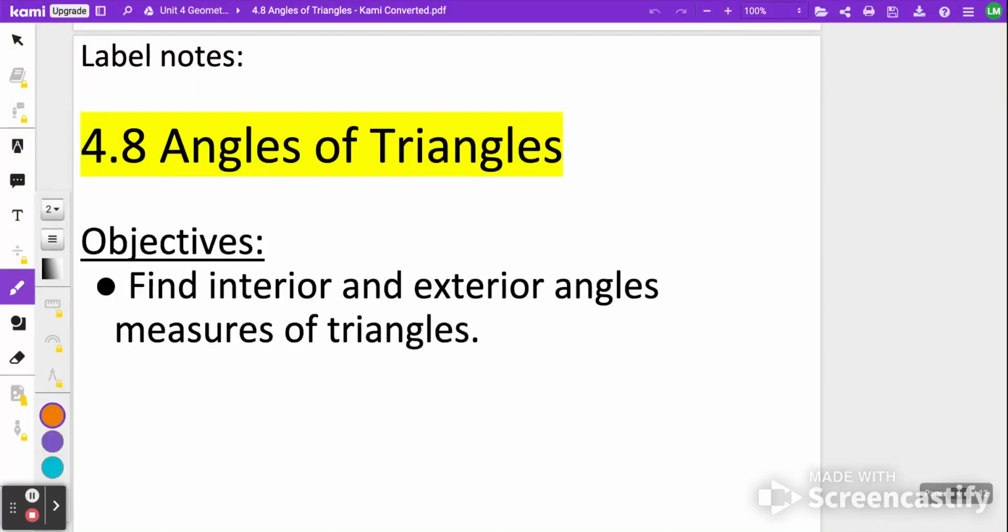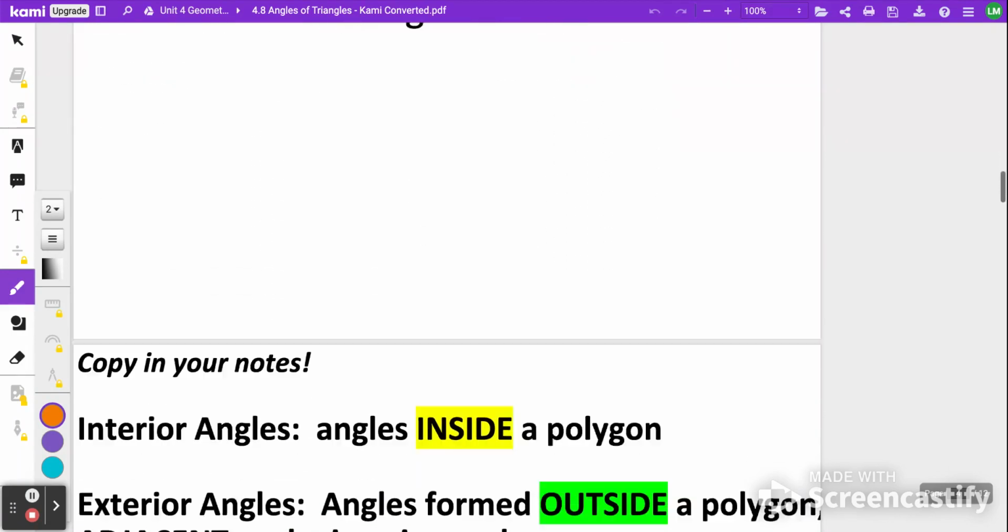Today we're going to be looking at lesson 4.8, angles of triangles. We're going to be able to find the interior and exterior angles for the measures of triangles. So let's jump into it.